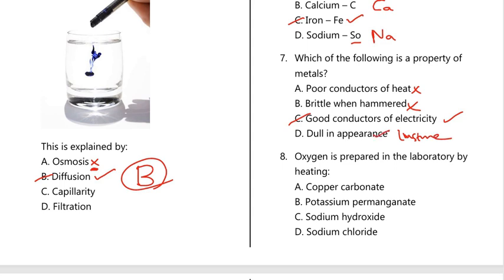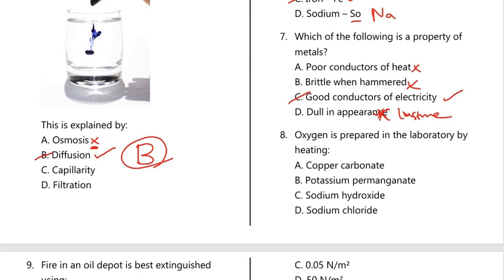Which is the opposite of dull appearance. So this is not the right choice. So we have C as the right choice. Metals are good conductors of electricity and heat, since they have free, delocalized electrons.